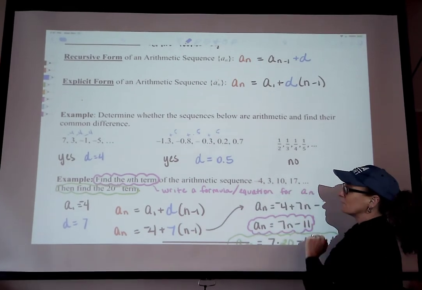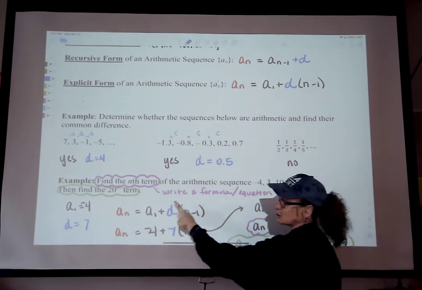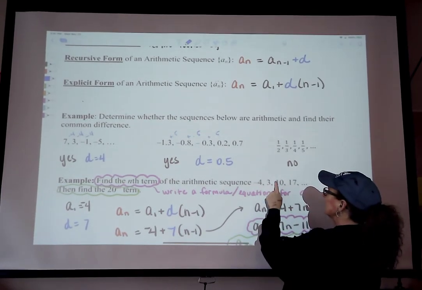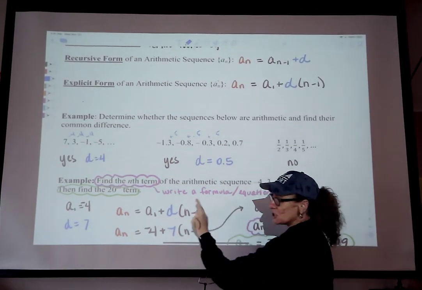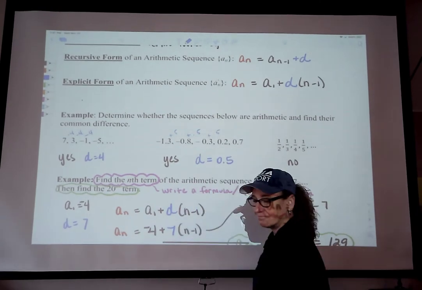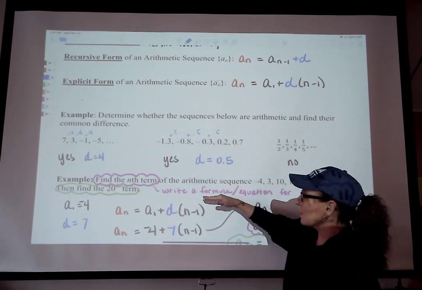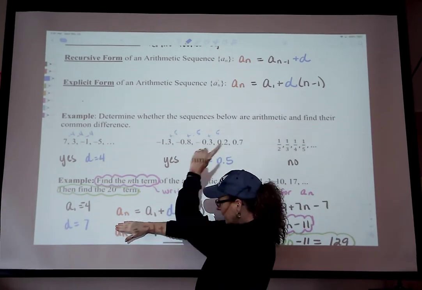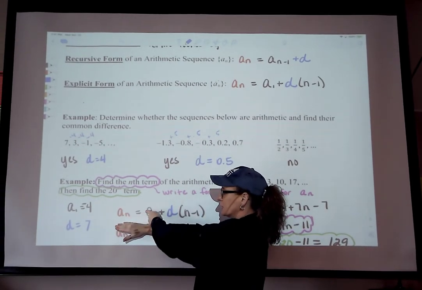And we're given some information here. I can see that my first term is 4. I wrote it down. I can see that we're going up 7 each time. D is 7. I wrote it down. We're supposed to write a formula or equation, so this is what it should look like. I just copied it from up there.